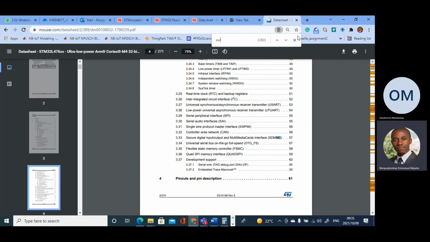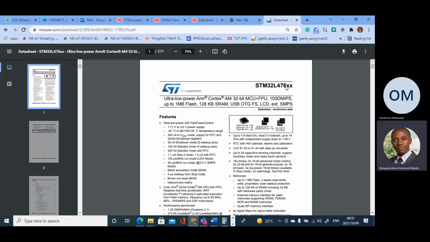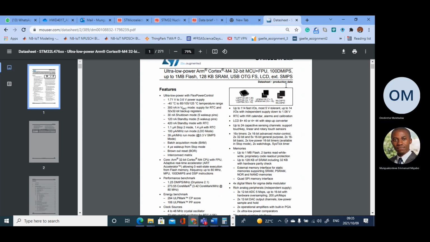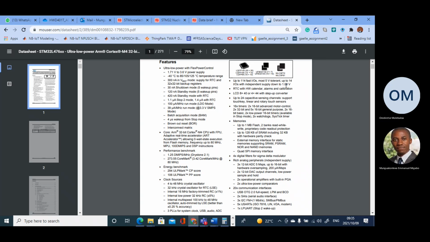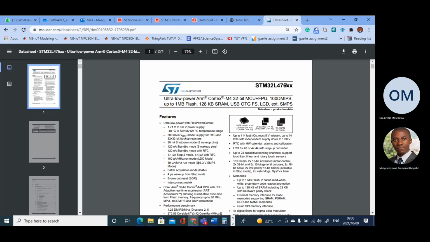No, that's way too many things. You see in the summary part: clock sources, 4 to 48 megahertz crystal. That is what it can handle. We've got a 52 kilohertz for the real-time clock. We've got an internal clock of 16 megahertz. We've got an internal low power clock of 52 kilohertz. We've got 3 phase locked loops. 16 timers.